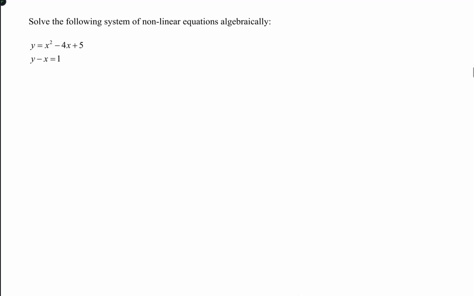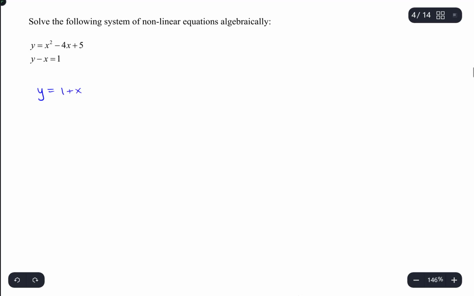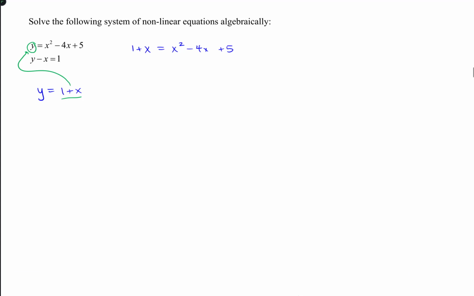All right, so what I'm going to do is solve the linear equation for the variable y so that I would have y equals 1 plus x. Now, what I'm going to do is replace this y with the statement 1 plus x, so that what I end up with is 1 plus x equals x squared minus 4x plus 5, effectively setting the two equations equal to one another.